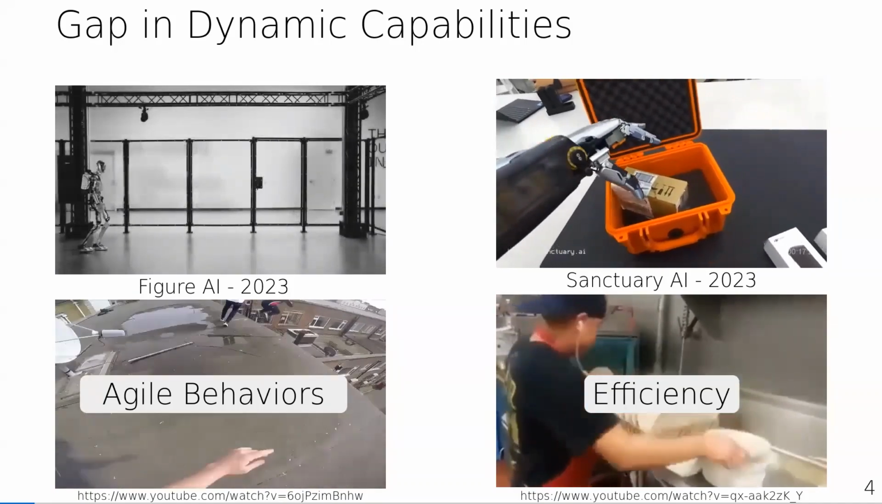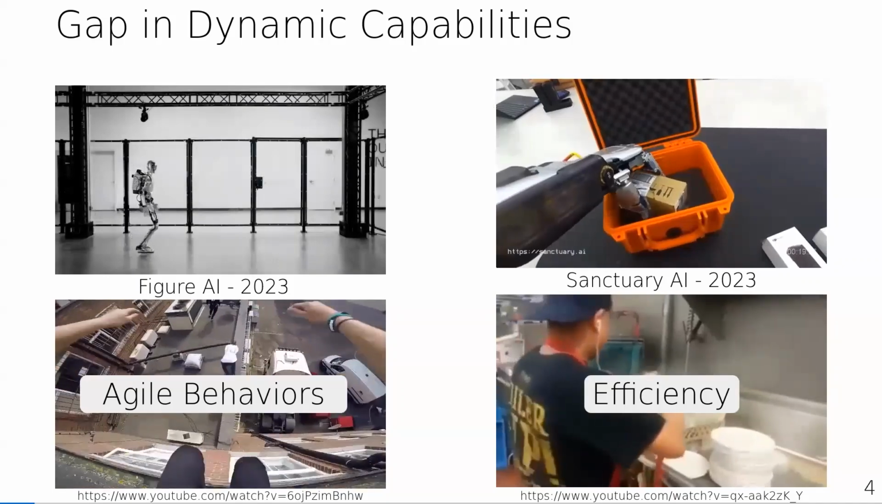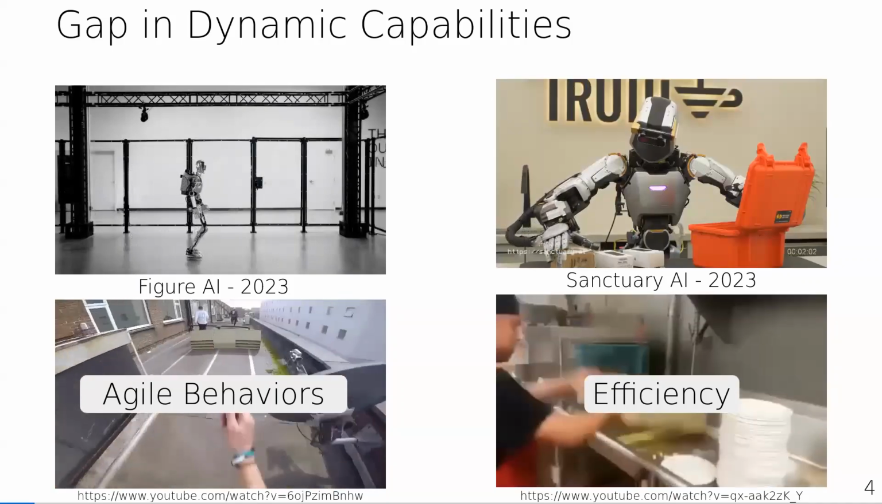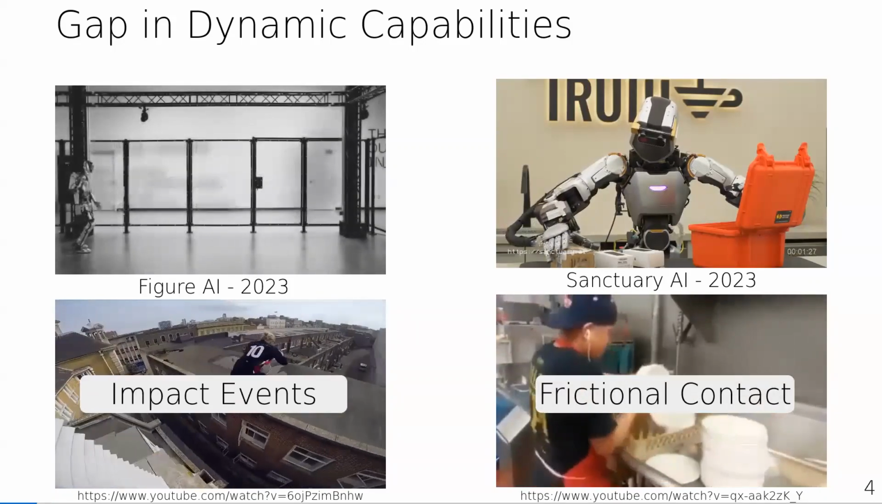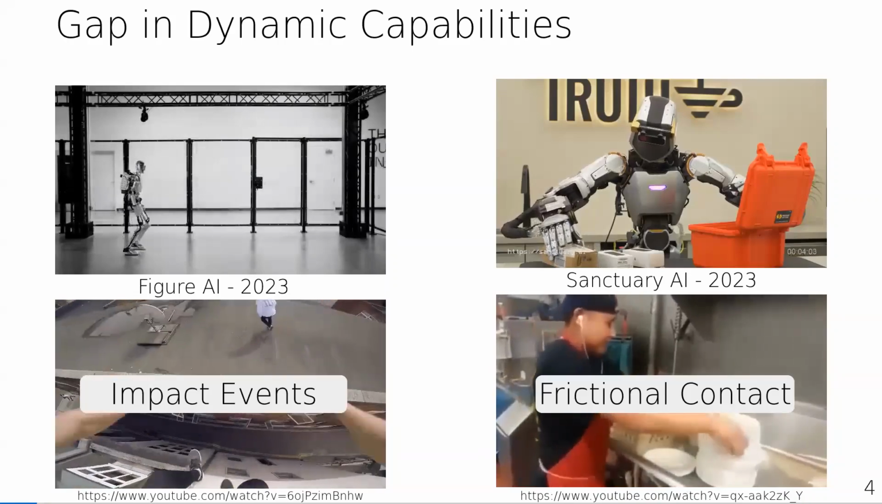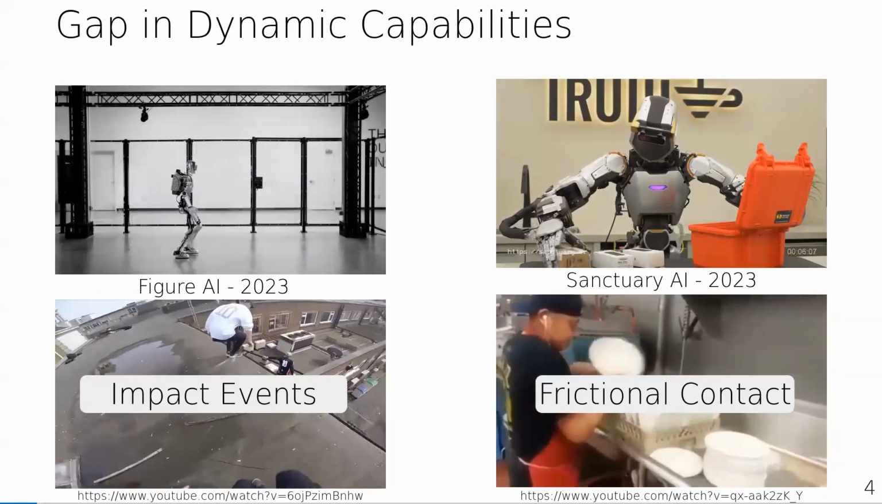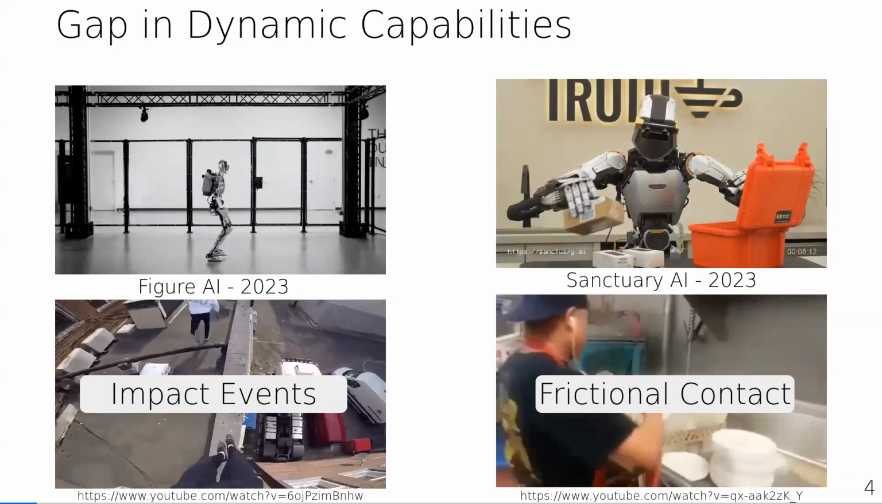However, there are many challenges that we encounter if we want to achieve these behaviors. And today I'm going to focus on what I think are the most critical, which are impact events and frictional contact. By impact events, I mean when the robot comes into contact at speed with the environment. And by frictional contact, I mean leveraging and reasoning about the sliding contact mode.